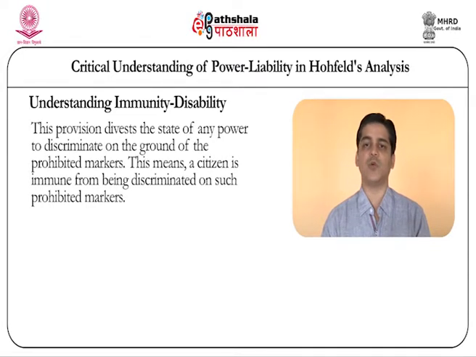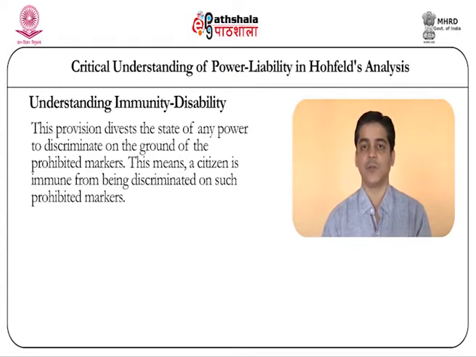Again, disability immunity relationship also has to be distinguished from right duty relationship. If the state had a duty not to discriminate, then any attempt by the state would be prohibited. But disability primarily means that the state might try to discriminate, but all its actions which are founded on a discrimination will not have any legal validity. Immunity does not create a duty on the part of the state. Immunity in citizens creates a disability on the part of the state, meaning they don't have the power. They don't have a duty.